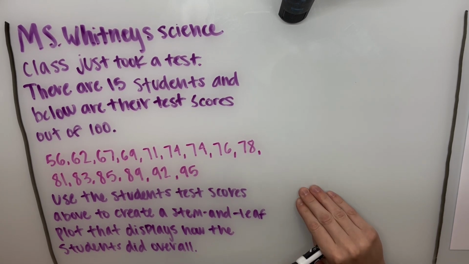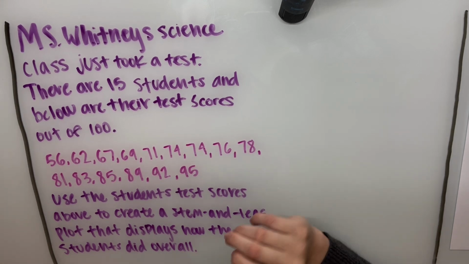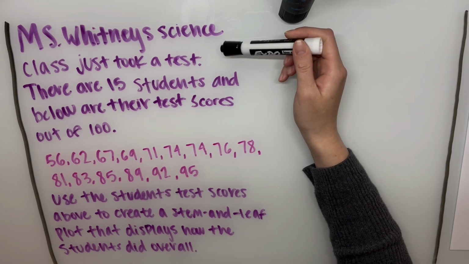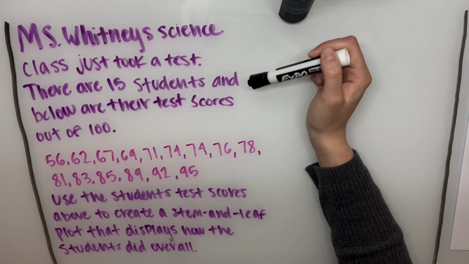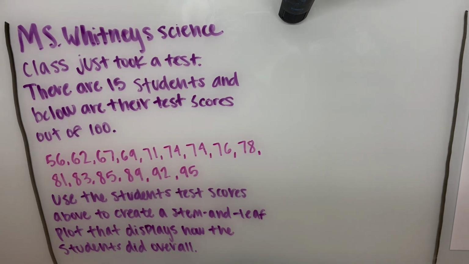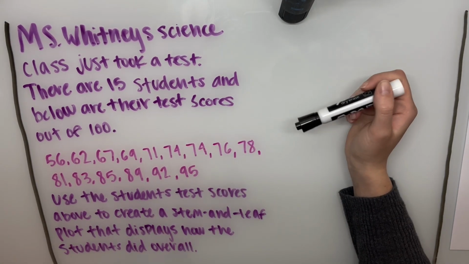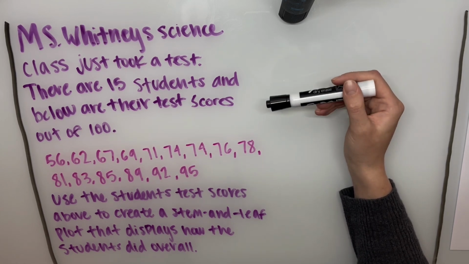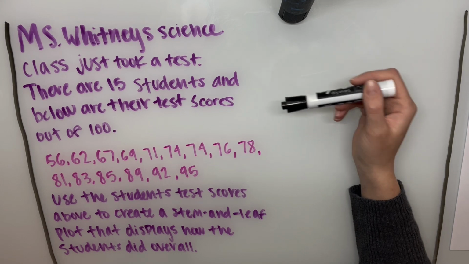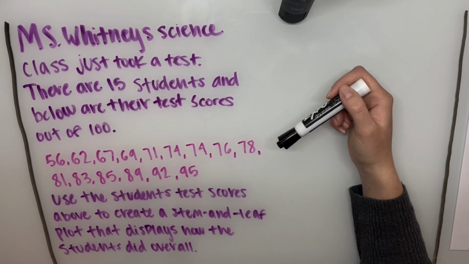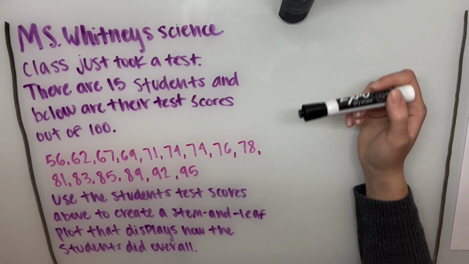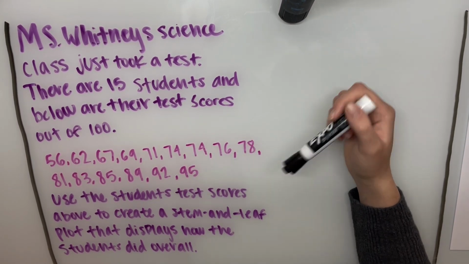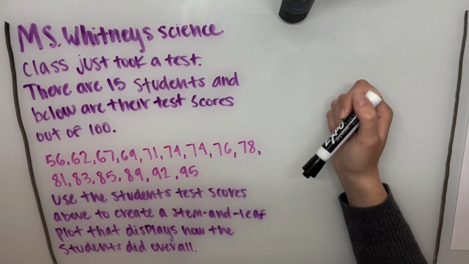So the question I've created that I'll be answering with the stem and leaf plot is this. Miss Whitney's science class just took a test. There are 15 students and below are their test scores out of 100. So the scores we have are 56, 62, 67, 69, 71, 74, 74, 76, 78, 81, 83, 85, 89, 92, and 95. Use the students' test scores above to create a stem and leaf plot that displays how the students did overall.